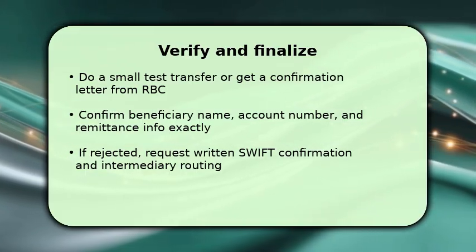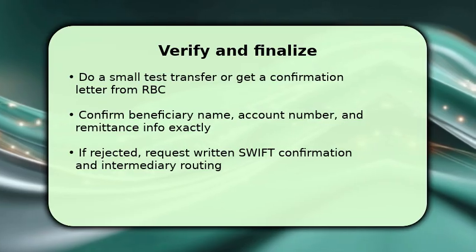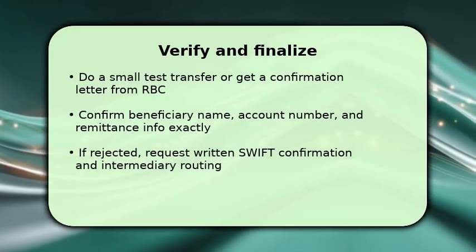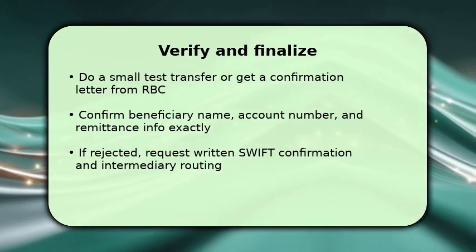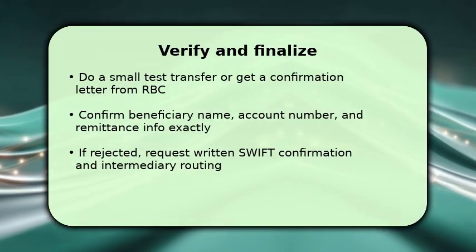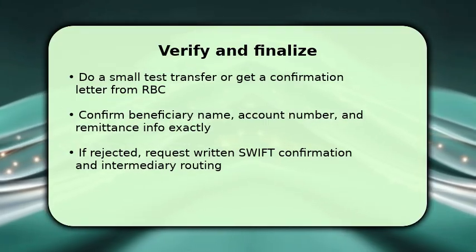Once done, enter beneficiary name, account number, branch transit, and SWIFT exactly as provided, and confirm remittance instructions. If a transfer is rejected, make sure to obtain written SWIFT confirmation and intermediary routing details from RBC. That evidence speeds resolution and prevents repeated failures.